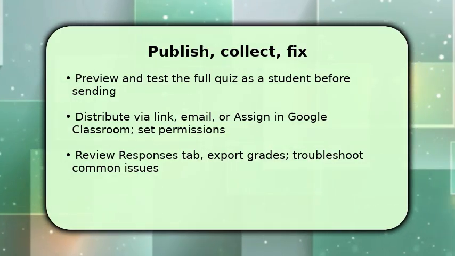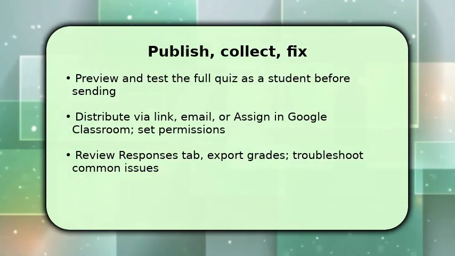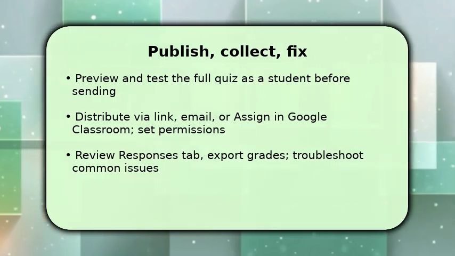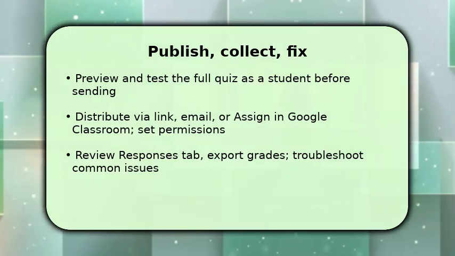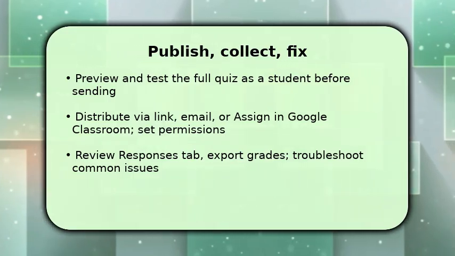After submissions, open the Responses tab to review auto-graded items, adjust scores manually if needed, and export results to Sheets or CSV. If grading looks wrong, first check answer keys and points. That single verification fixes most problems quickly.